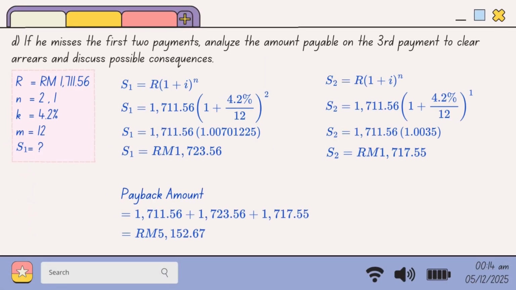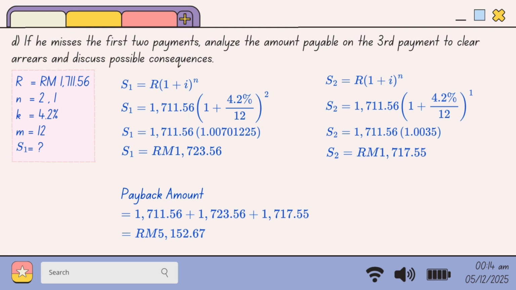Moving to the last question, if he misses the first two payments, analyze the amount payable on the third payment to clear arrears and discuss possible consequences. For this question, we'll be using the formula S equals R (1 plus I) to the power of n. The first missed payment is 2 months before the catch-up date. It accumulates interest for 2 periods. We are using the formula S equals R (1 plus I) to the power of n.